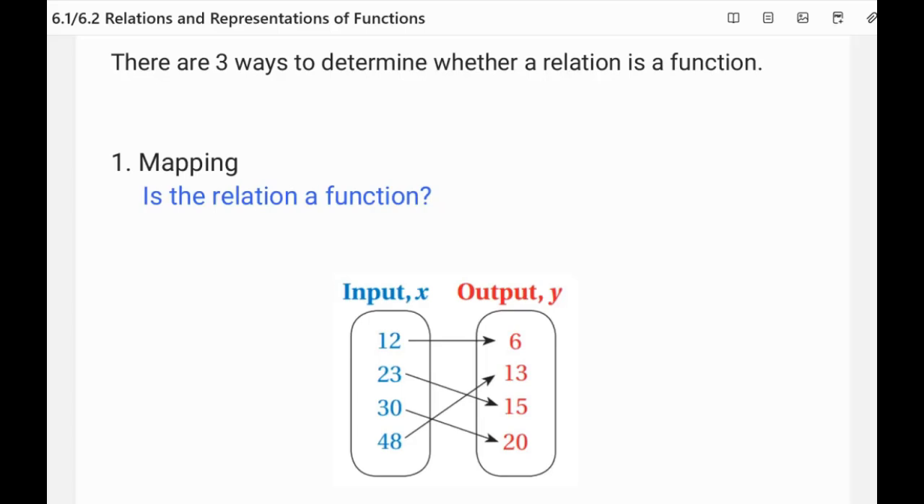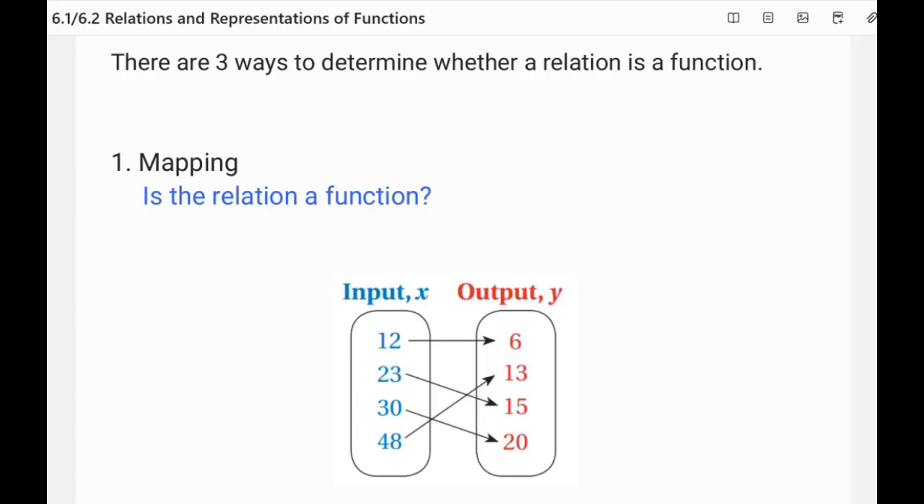is a function. So as you can see, the two different ovals, the first oval represents the input, also known as the x, and the second oval represents the output, also known as the y. In the input of 12, notice that there is an arrow pointing to the output of 6. In the input of 23, notice there is an output of 15. And in the input of 30, there is an output of 20. And then the input of 48, there's an output of 13.